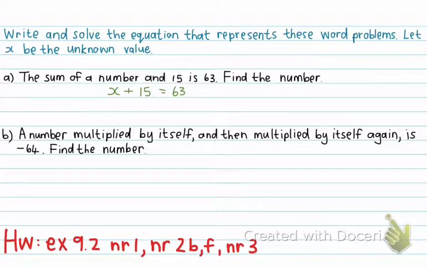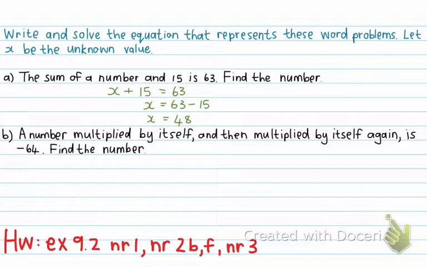Okay, so that's a linear equation. And we can easily solve that. We have a positive 15 on the left-hand side, so I'm going to take that positive 15 to the right-hand side, and it will become a negative 15. So then x is equal to 48.